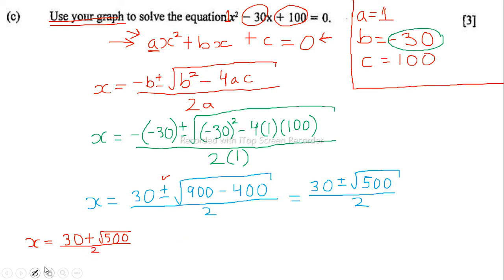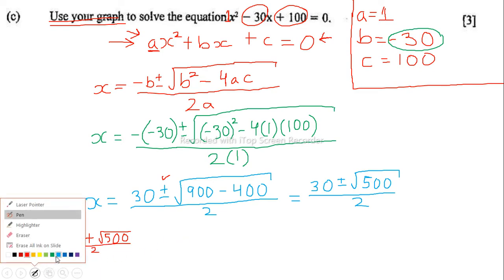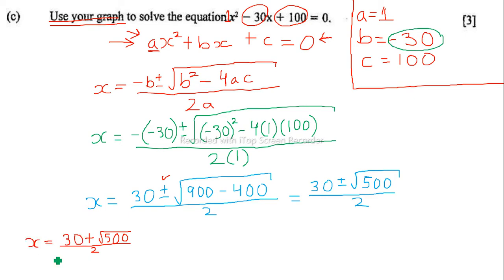Mr. Badee, why you choose the positive instead of the negative? No, not instead. I'm gonna write both of them. I just write that one first, and then x is equal to 30 minus the square root of 500 over 2. You'll always have two answers for this? Yeah, you always have two answers because it's plus or minus.